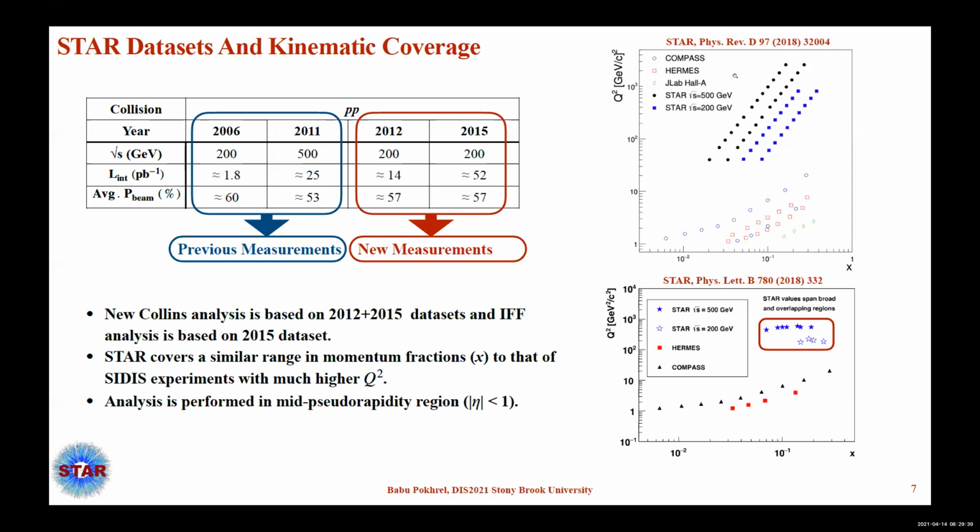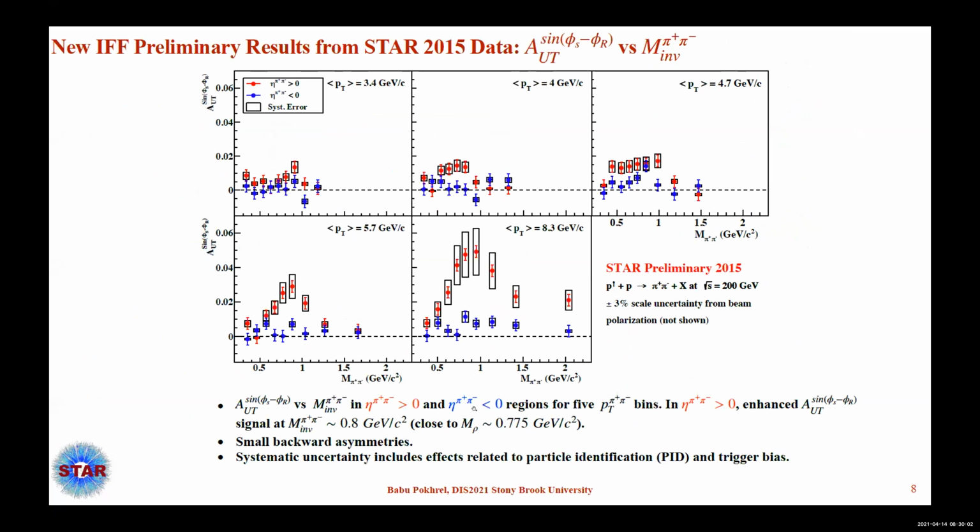And the picture shows the kinematic coverage for the Collins case and the IFF case, where STAR covers a much higher Q squared range, while being similar to COMPASS and HERMES in x, which is rich kinematics for the transversity extraction. And the Collins and IFF analysis is performed in the mid-rapidity region. I am hereby presenting the preliminary results.